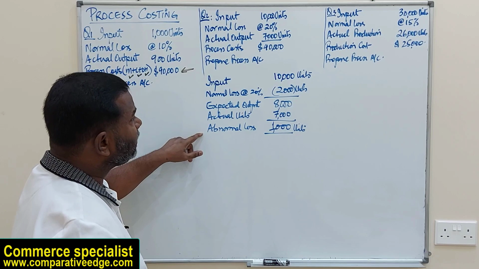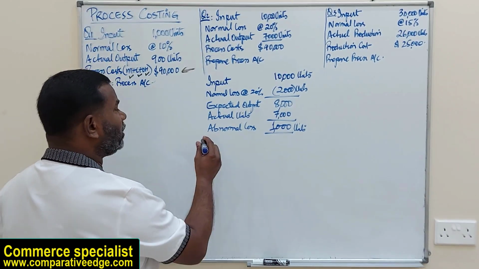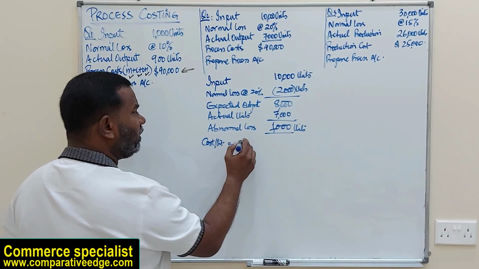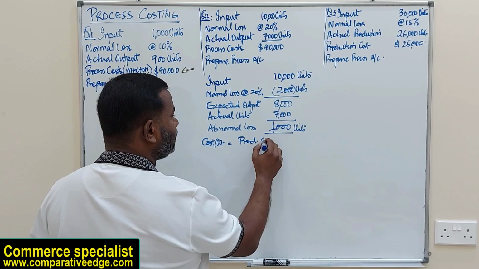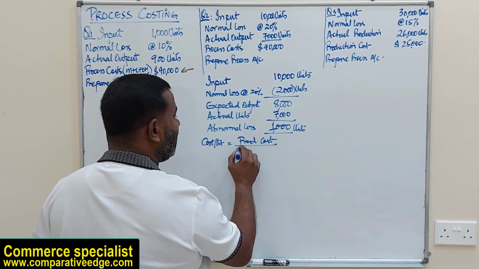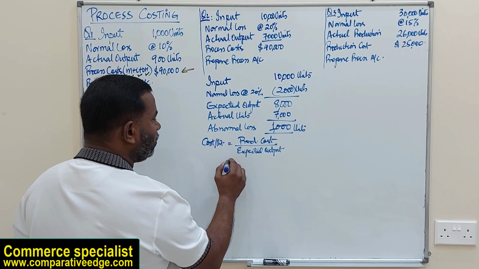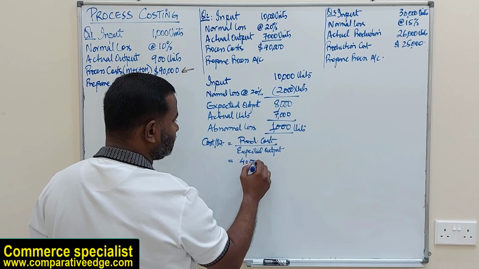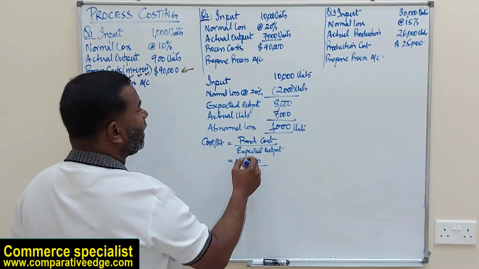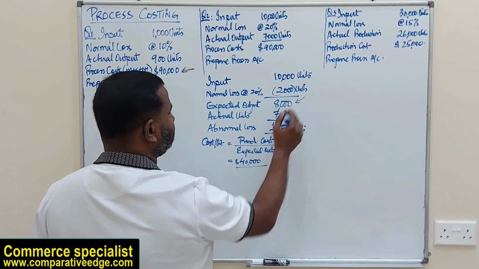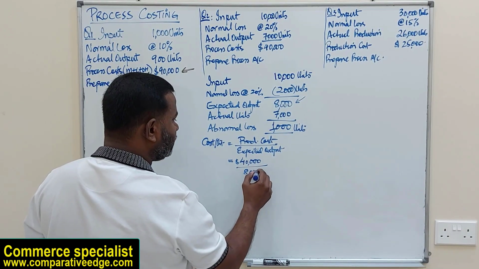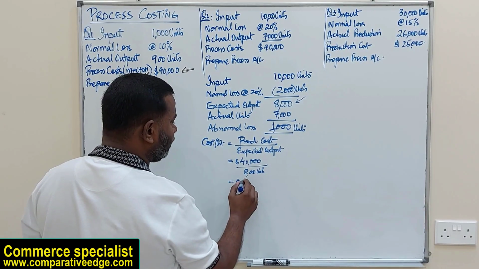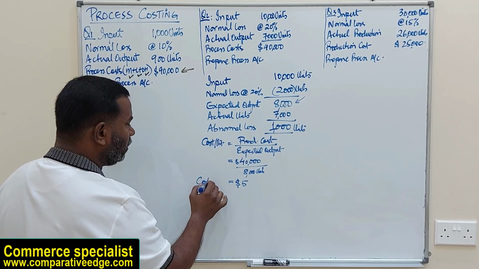If there is abnormal loss and normal loss, how do we calculate cost per unit? Please have a look. When we calculate cost per unit, the formula is actually production cost divided by expected output. So your production cost here is $40,000 and you divide by expected output, which is 8,000. 8,000 units is your expected output. So as a result, you will get $5. This is your cost per unit.